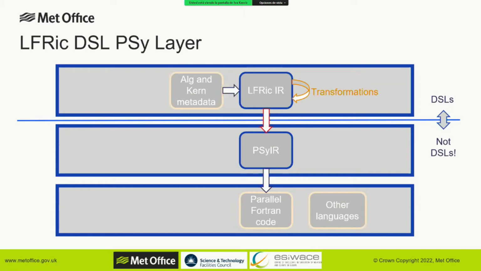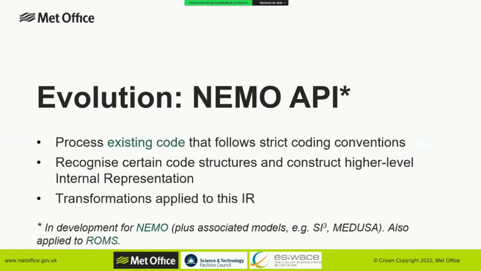Thank you. Okay. Then, so we are basically taking the information from the algorithm and kernel, creating this language independent Psy intermediate representation, and generating parallel Fortran code. I'm just going to quickly then give an overview of how we work with NeMo.